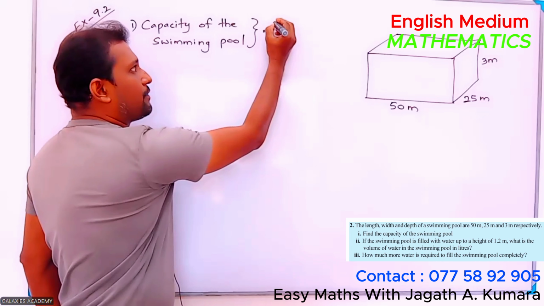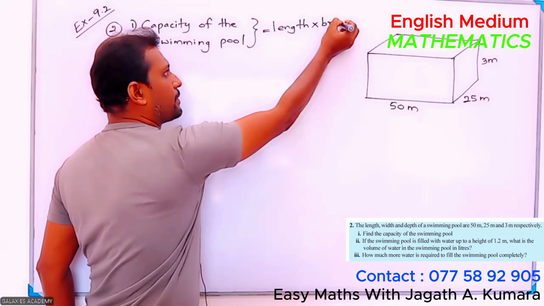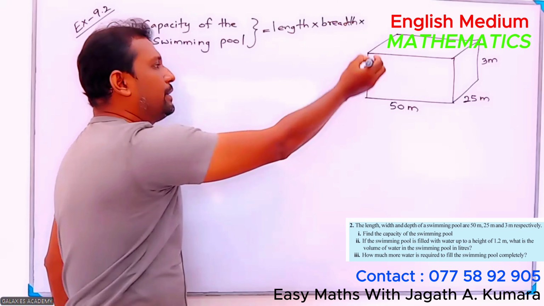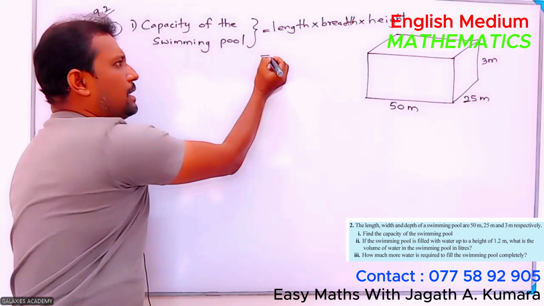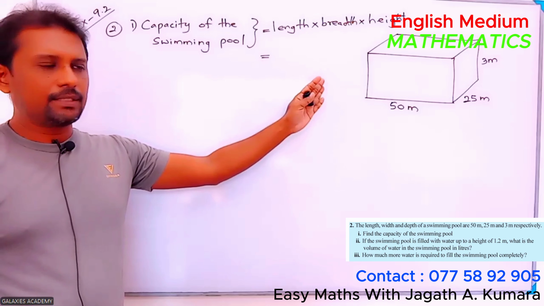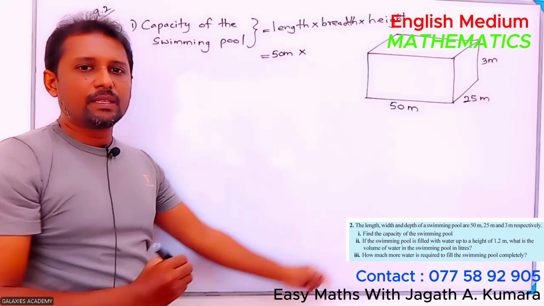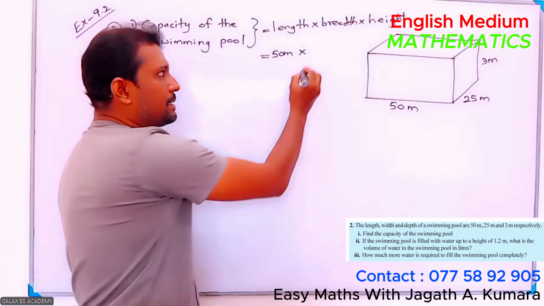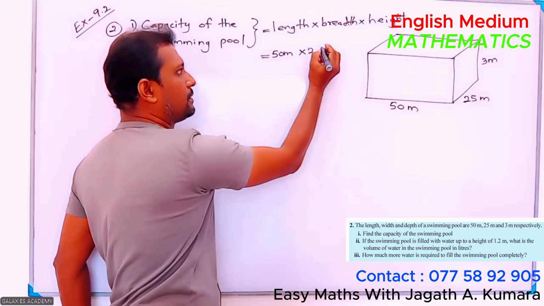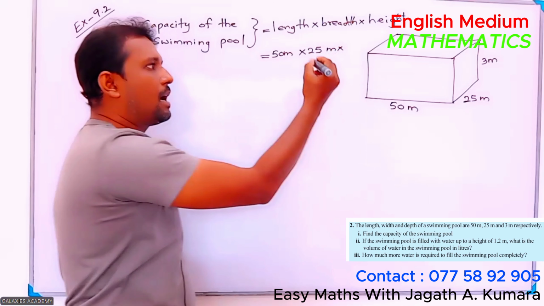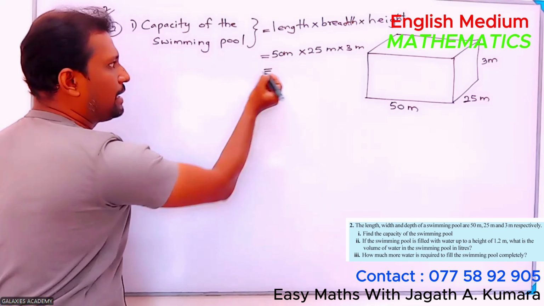The capacity you can find by length into breadth into height. Now the measurements given for this tank: length is 50 meters, so 50 meters multiplied by the breadth, which is 25 meters, and height is 3 meters. So you have to multiply these three values.